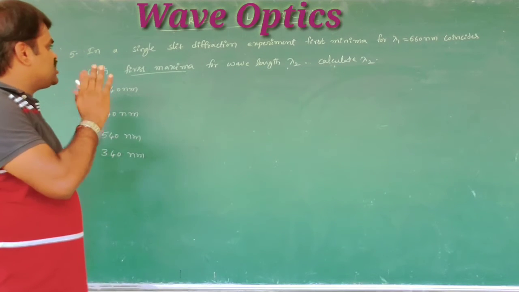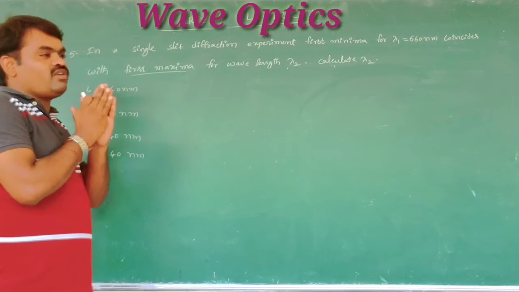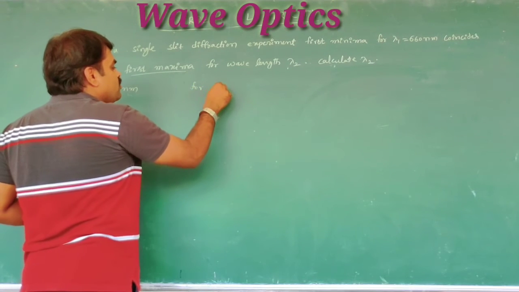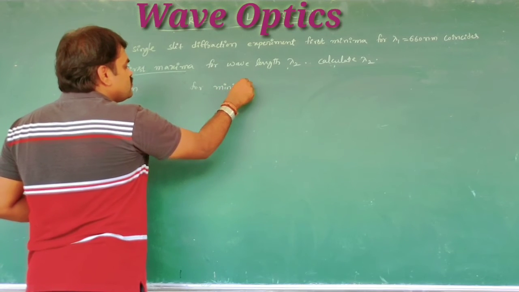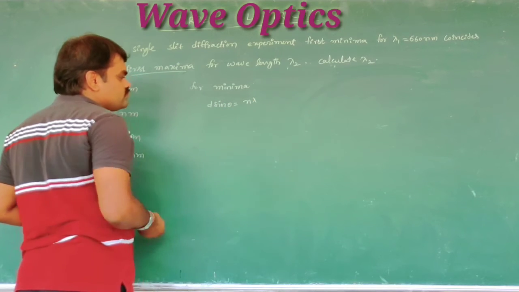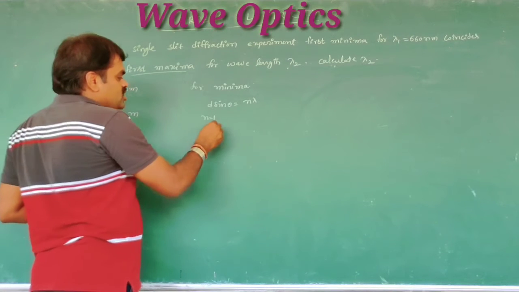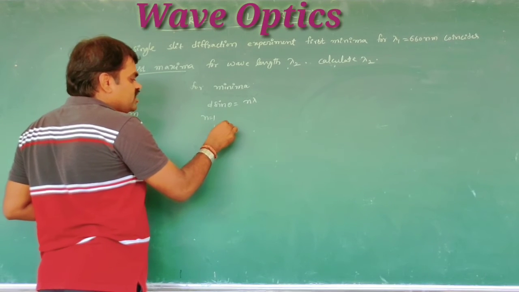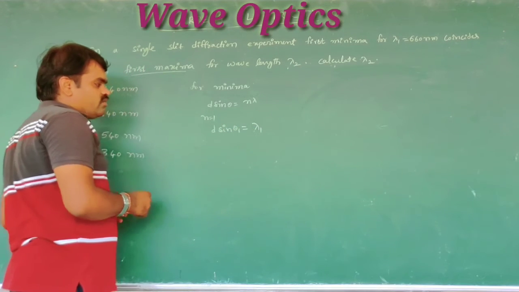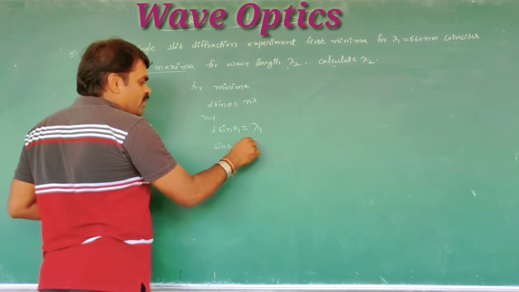In this coincidence, the minima and maxima of different wavelengths coincide. First, the condition for minima: d sin theta is equal to n lambda. For n is equal to 1, first minima is given. That's why d sin theta 1 is equal to 1 into lambda 1. Here sin theta 1 is equal to lambda 1 by d.